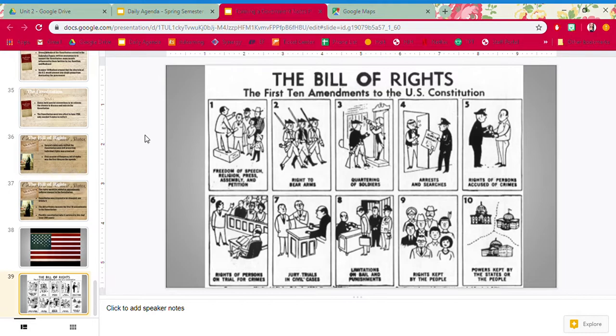So things like freedom of speech, right to bear arms, the right to a speedy and fair trial, no cruel and unusual punishment. These are all things protected by the Bill of Rights. And like I said, we dive much more into these in our next set of notes, and we do a project on the Bill of Rights as well. So hopefully that gave you a good overview of our government, our Constitution, how it was created and has lasted as long as it has, and all the debates that went into creating our new government.